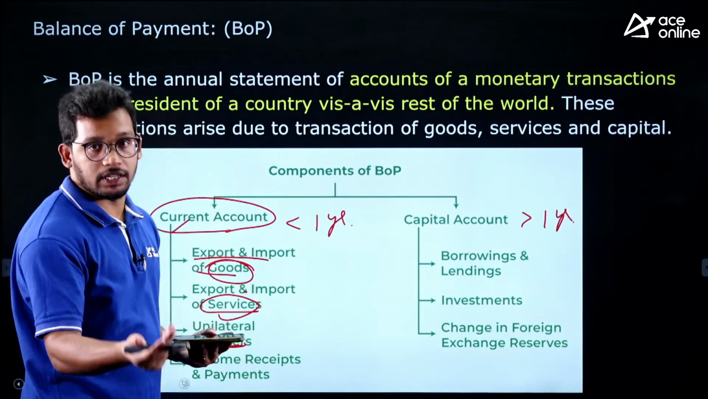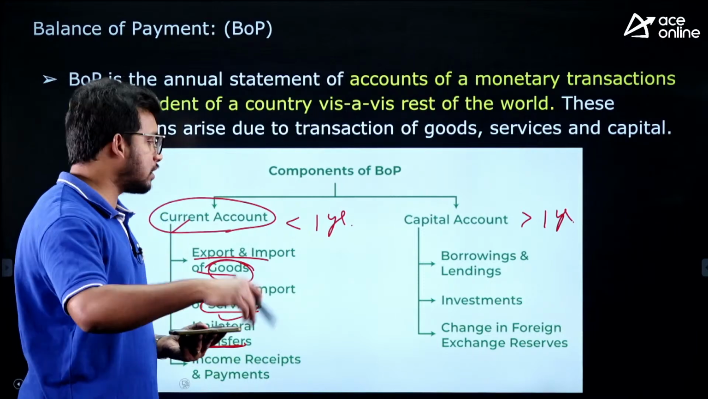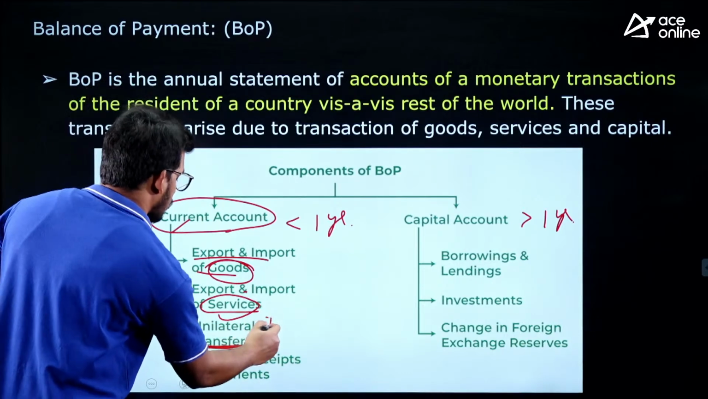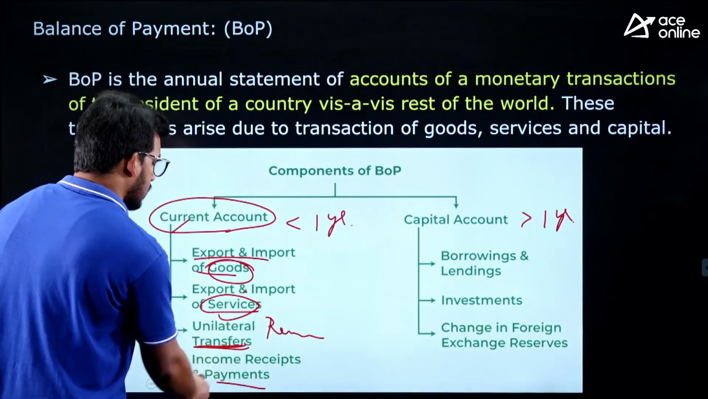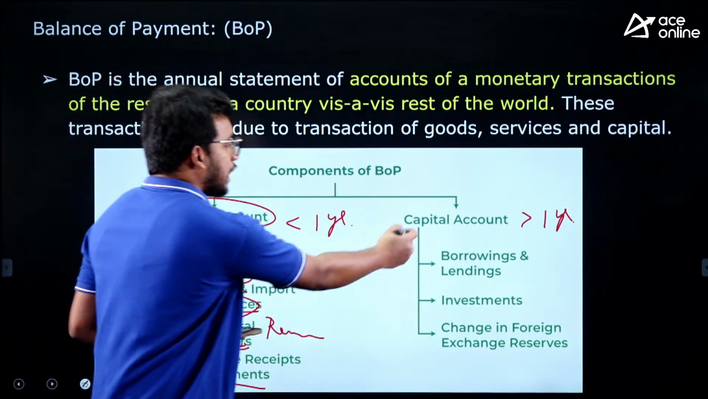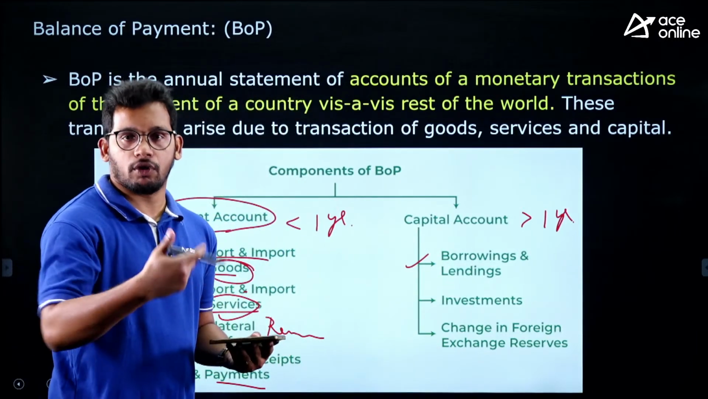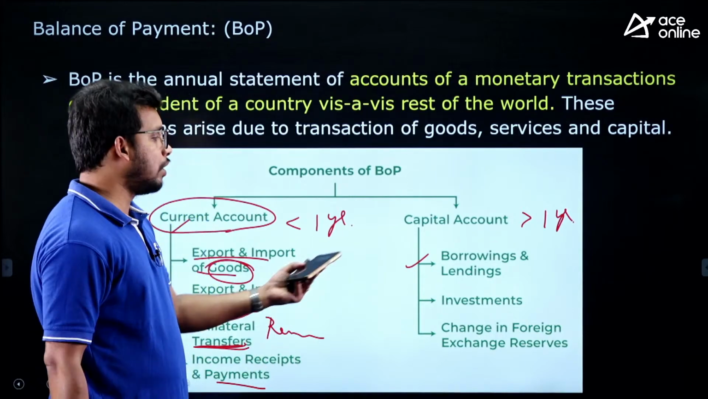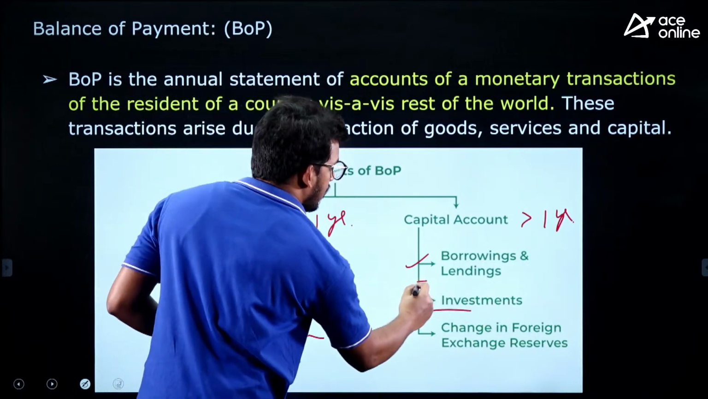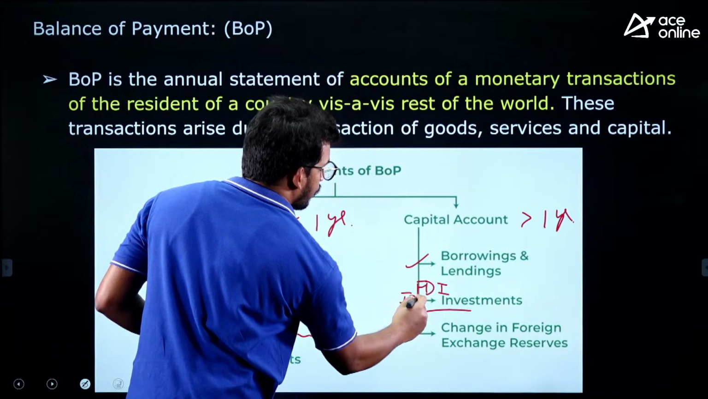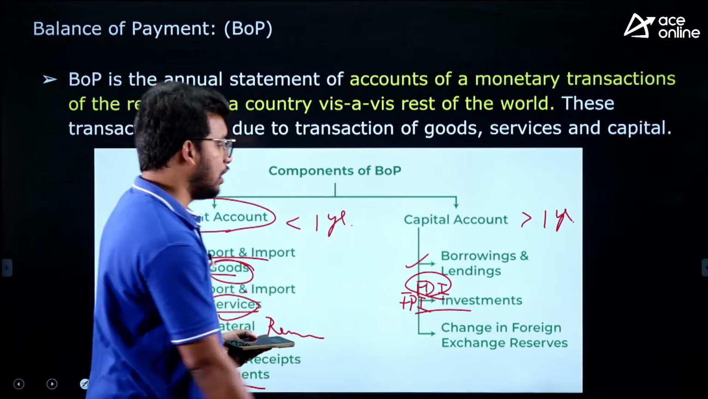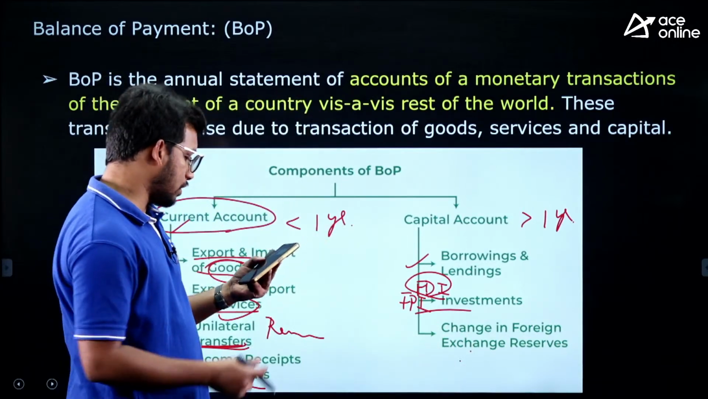Unilateral transfers means remittances. If some person has gone to another country and sends his money to his family, this is unilateral transfers, also called remittances. Income receipts and payments: the government receives interest payments if it is giving loans. Capital account includes borrowings and lendings, what the government has borrowed, or private companies and private banks take from foreign companies and foreign people. Investments like FDI and FPI, foreign portfolio investments, by those investing in stock markets. FDI is companies investing into India. Change in foreign exchange reserve. So these are the capital account.